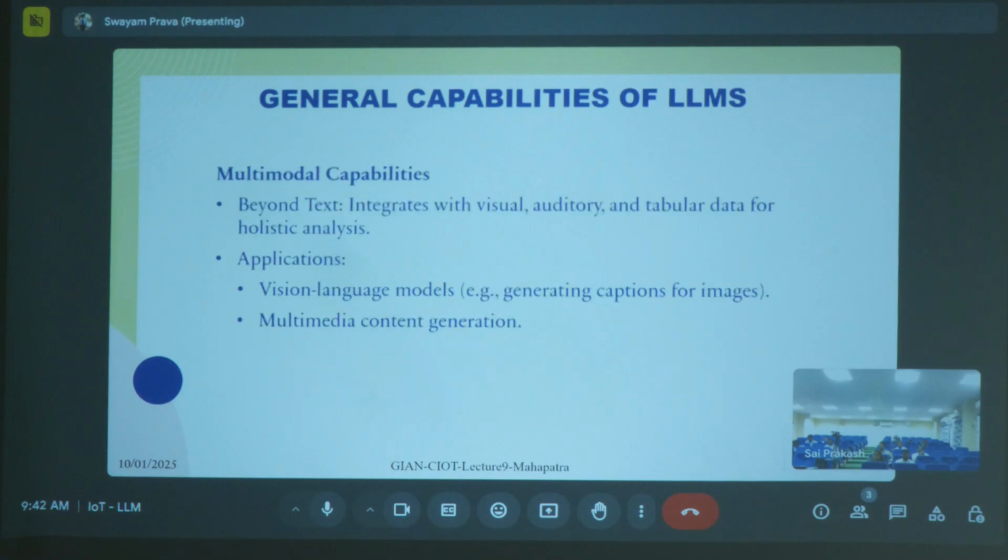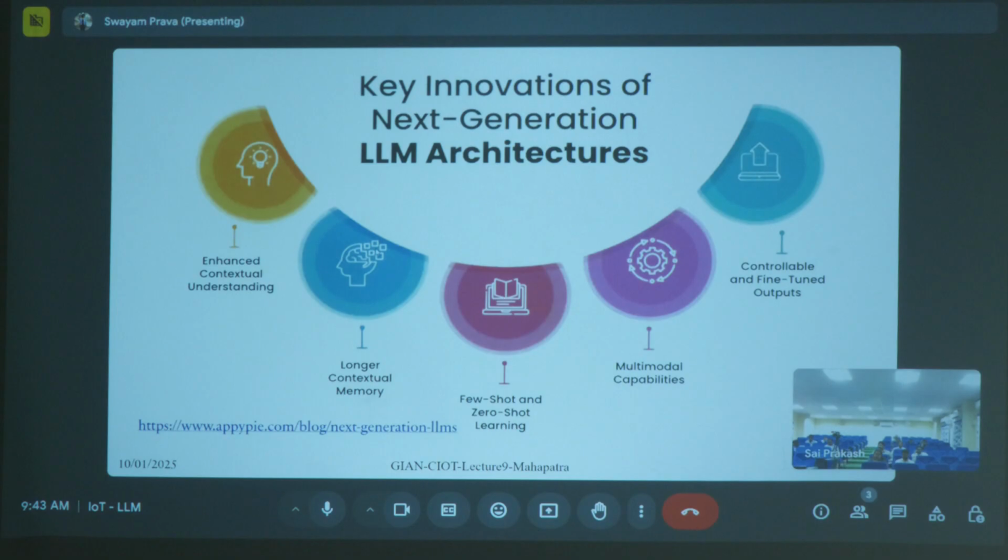And finally, we have the multimodal capabilities. The latest models integrate text with other types of data like images or audio. So for example, an LLM can generate captions for an image or summarize a video or even analyze charts and tables. This makes them indispensable for multimedia analysis.